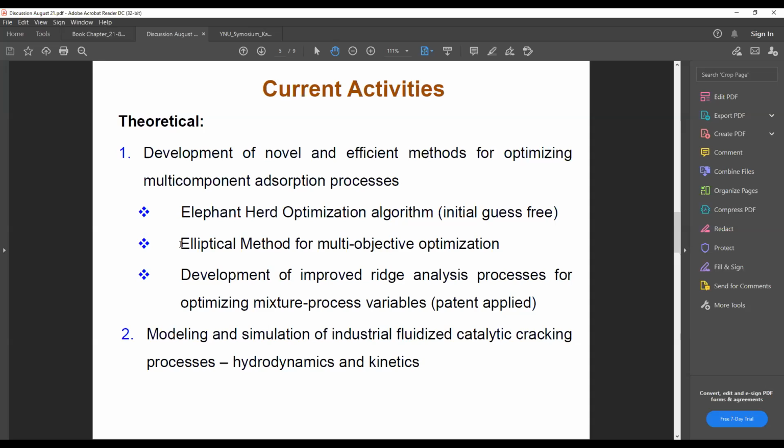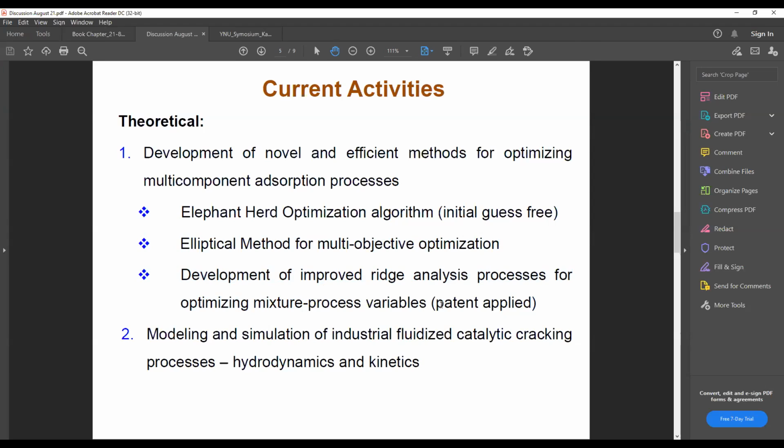We are developing an elliptical method for multi-objective optimization, where we get Pareto fronts, where you have to go for a compromise solution rather than a utopian solution. And we have also developed a ridge analysis method, where we handle both mixtures as well as process variables in our optimization exercise, and we have applied for a patent.